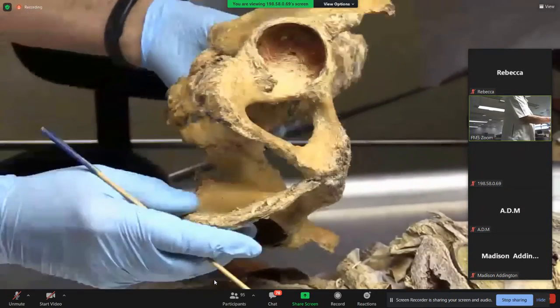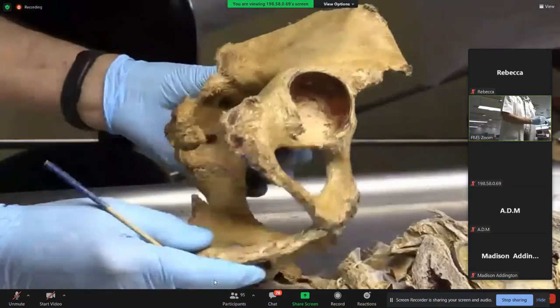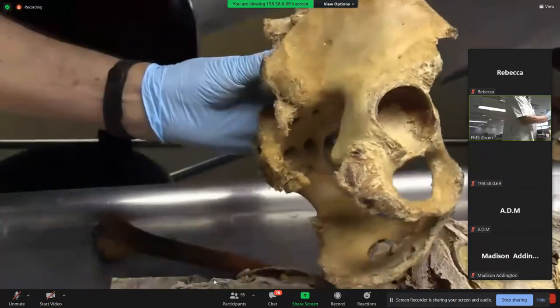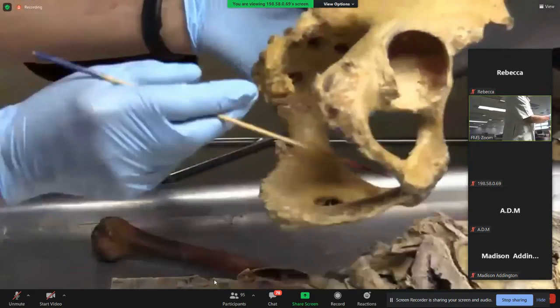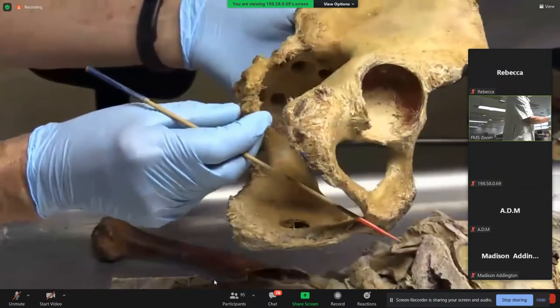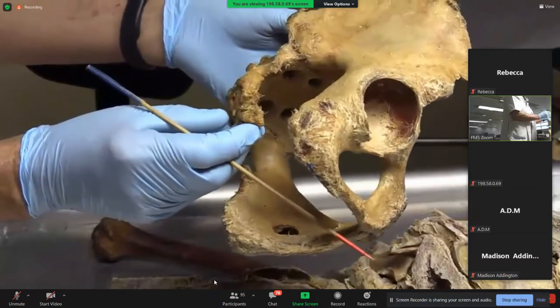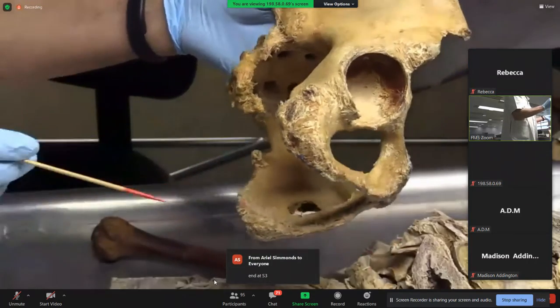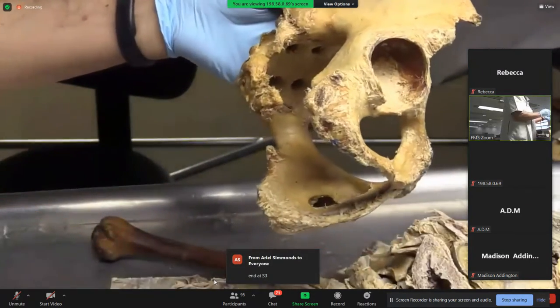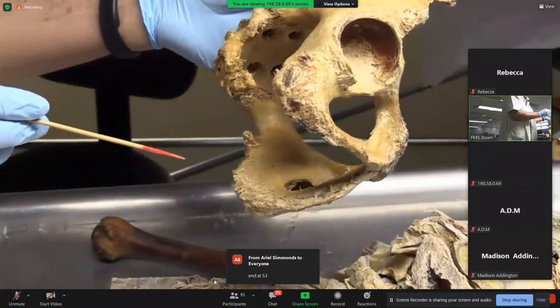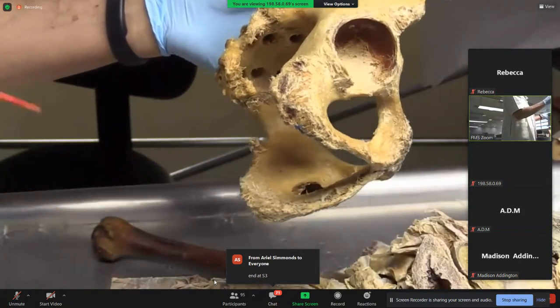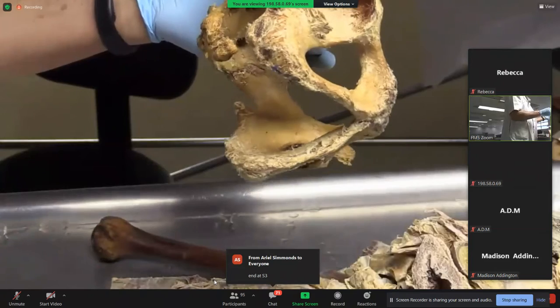Anybody can tell me where the sigmoid colon ends? So here we have the sacrum, and here's the coccyx, broken away a little bit, the tailbone. Anybody can tell me? The rectum, 12 centimeters long, and where does it end? Then is the perineal flexure, and what is the surface marking for the perineal flexure?